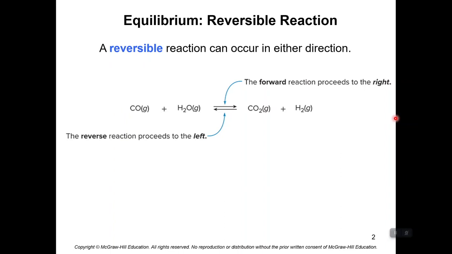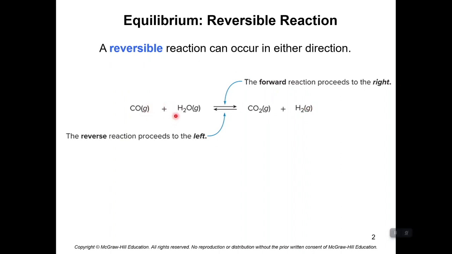What this means is that once your reactants have converted into products, your products can then react with each other to go back and make the reactants. This is why we use this double-headed arrow here, or two arrows. Sometimes you'll see this a little different, but the point here is that you're going to have one arrow going to the right and the other one going to the left. And this is just communicating that this is a reversible reaction.